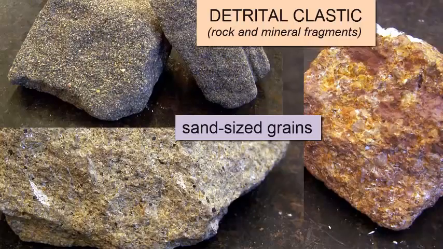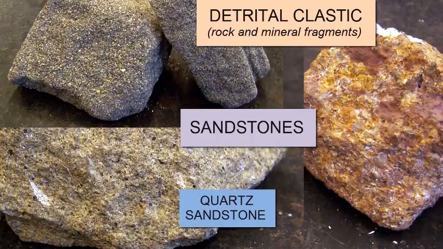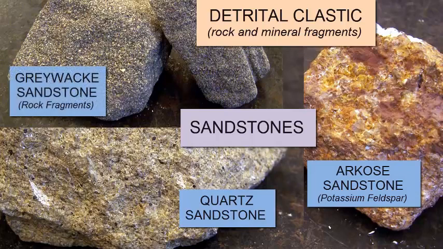Rocks of sand-sized rock and mineral fragments, regardless of clast shape, are called sandstones. There are 3 types of sandstone here, which are distinguished from one another by the primary composition of their clasts. A quartz sandstone has primarily quartz clasts. An arkose sandstone, potassium feldspar clasts. And a greywacke sandstone is made primarily of clasts that are fragments of rocks as opposed to minerals.